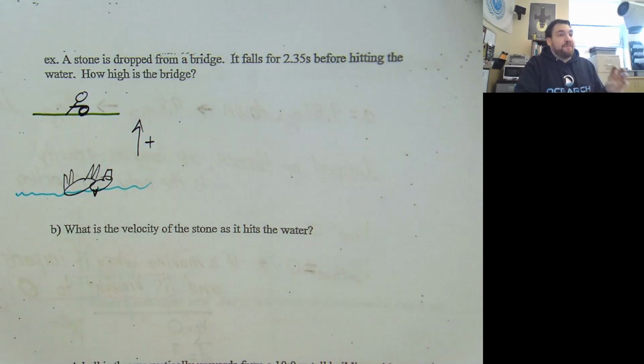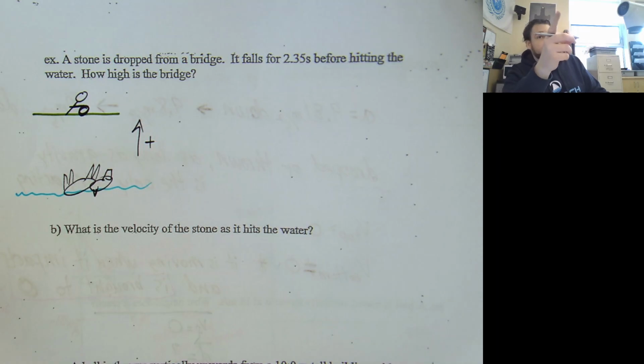A stone is dropped from a bridge. What could you assume from that sentence? Language is important. Dropped is the important word. What does dropped tell you about? It's going down. It tells you something else.